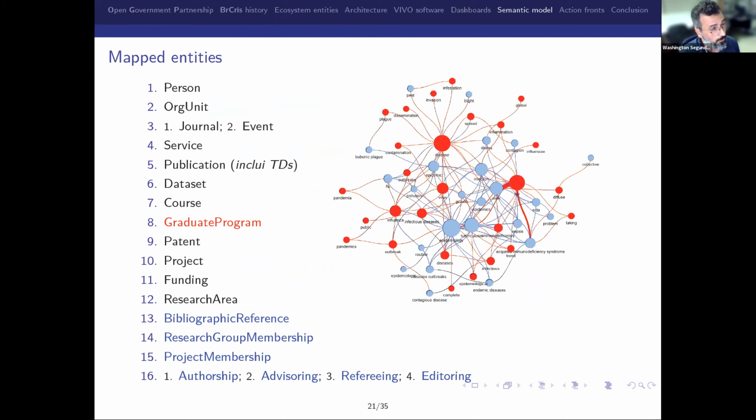So the PIDs here have an important role, because we need to build this research graph, and every node in this research graph needs a PID. So we have a semantic model for this ecosystem, and this semantic model was extended for the Brazilian context, because some exotic entities needed to be added to this ecosystem, like graduate program. That is a very Brazilian entity, not in the international context.